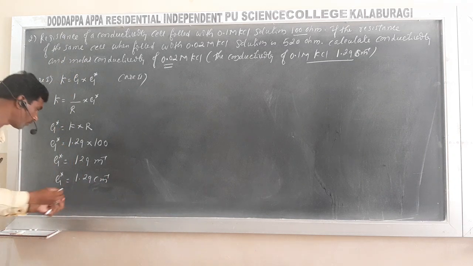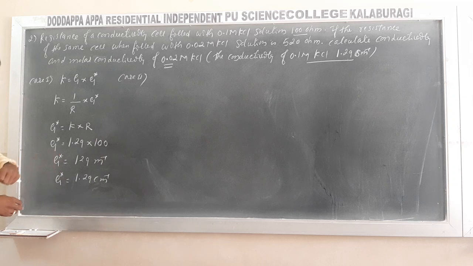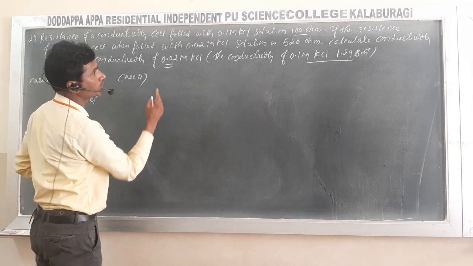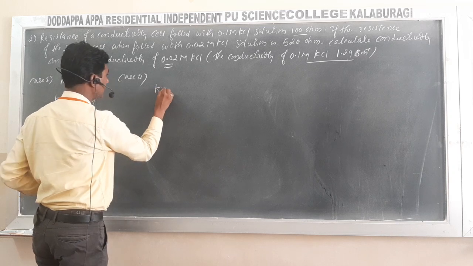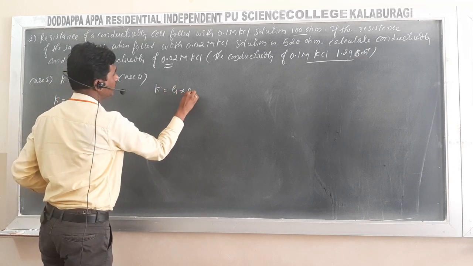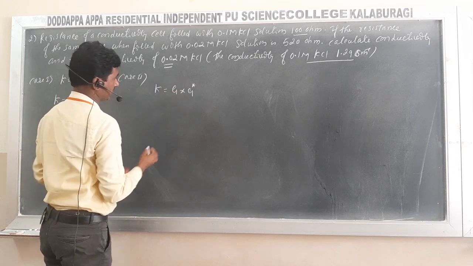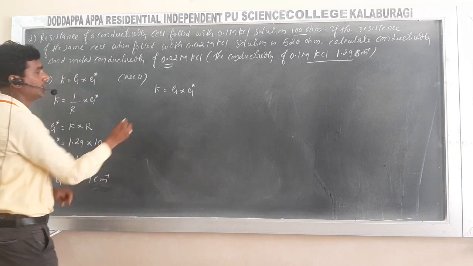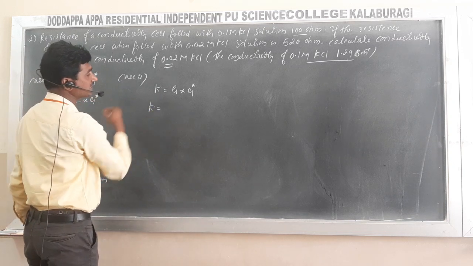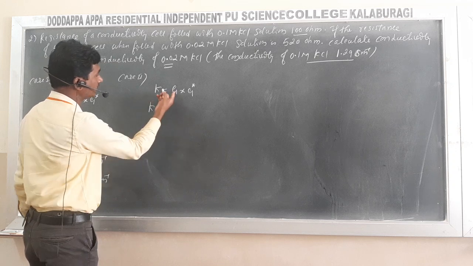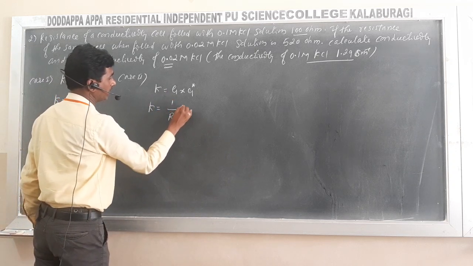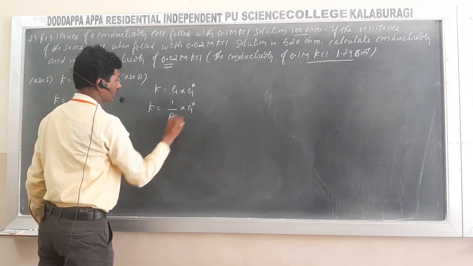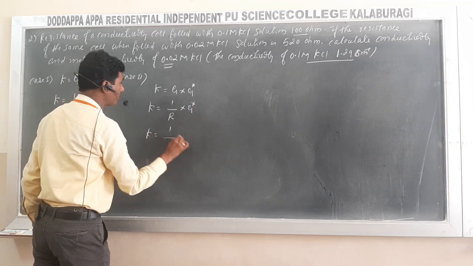So already we found the G star. What you have to find out is the conductivity. Conductivity is equal to G into G star. We know that conductivity is equal to G into G star. Now G, the conductance, is the reciprocal of resistance, so it is 1 by R into G star. So the conductivity is equal to 1 by R times G star.